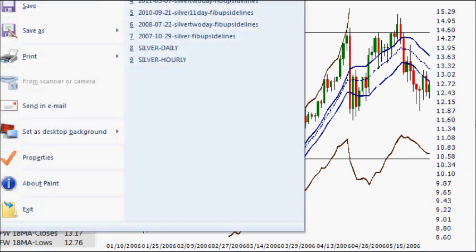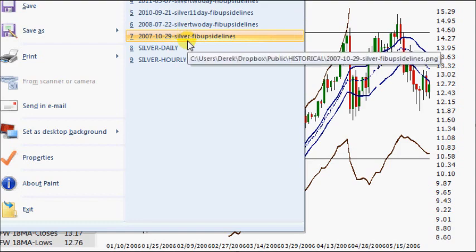And the next one that we're going to take a look at will be in 2007.